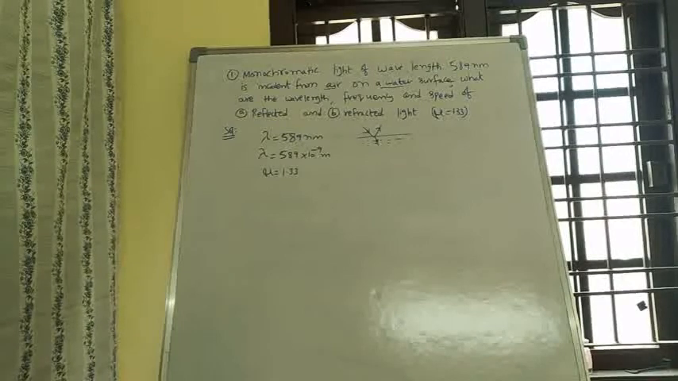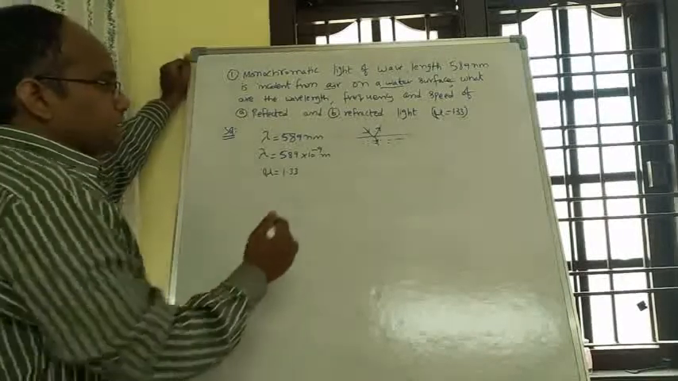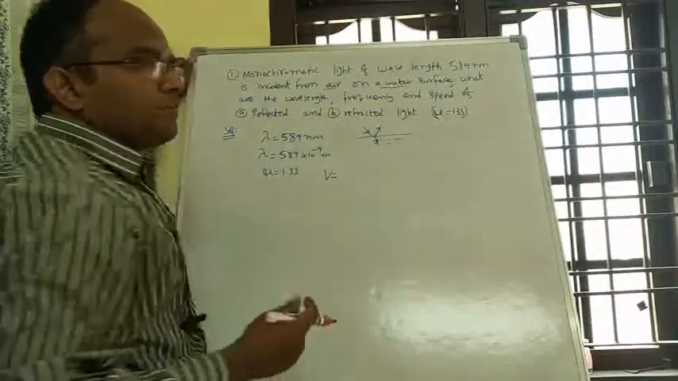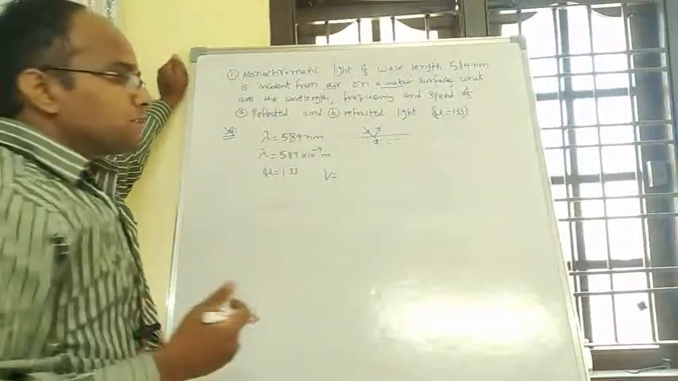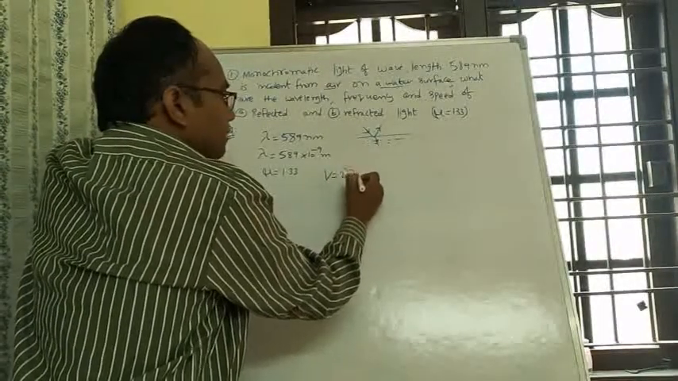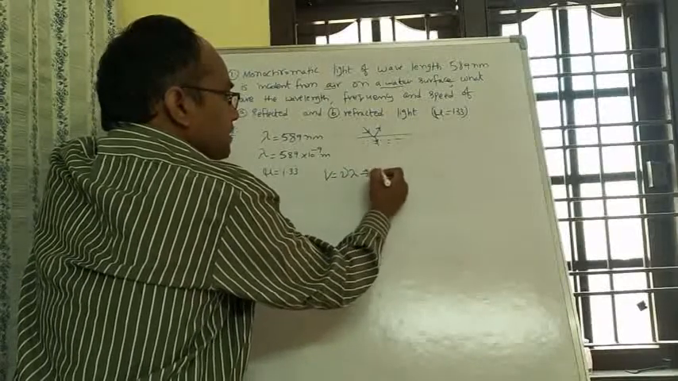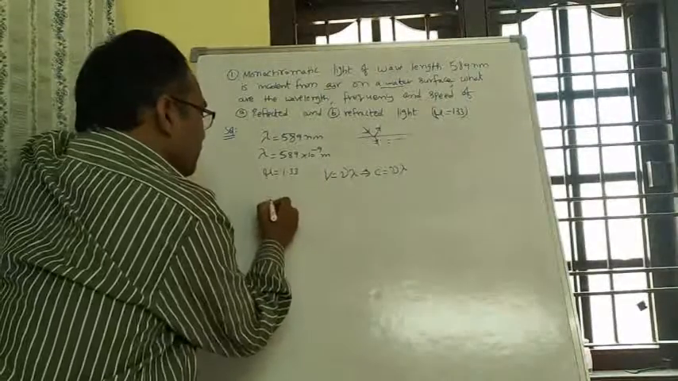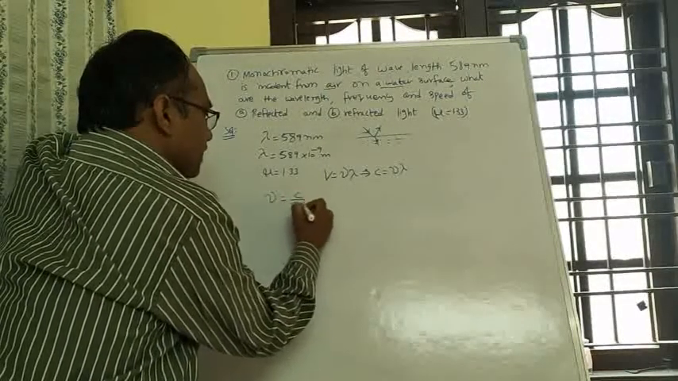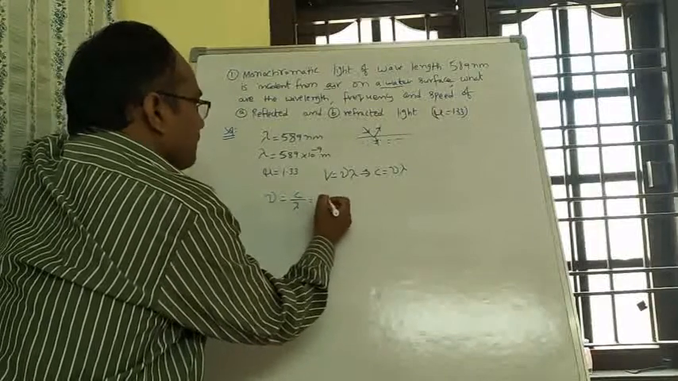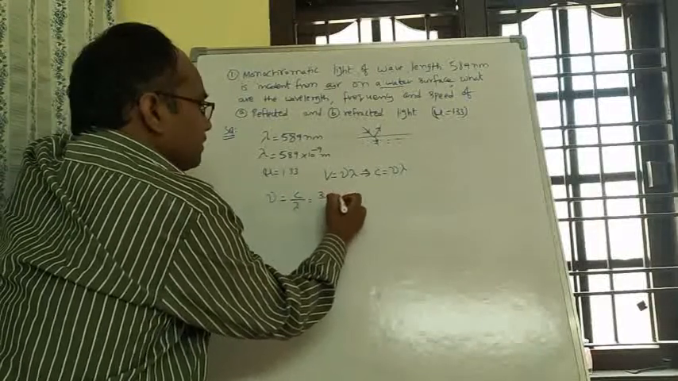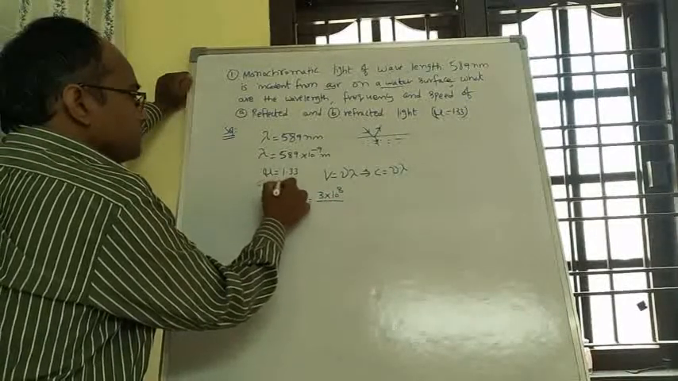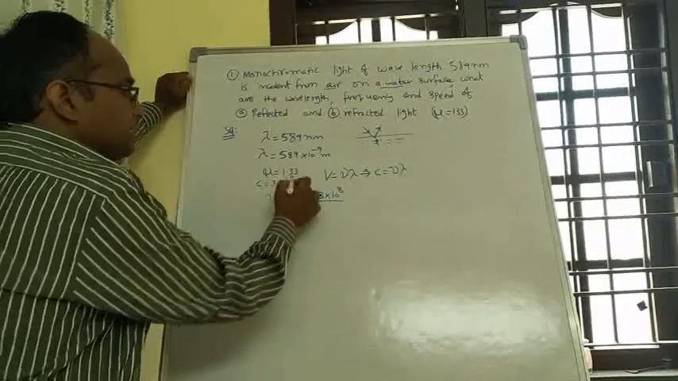So for the first part, what is the formula we have to write? Whenever the ray of light is passing, V is equal to nu lambda. Here V is nothing but C, so C is equal to nu into lambda, so nu is equal to C divided by lambda. C means the velocity of light, 3 into 10 to the power of 8 meter per second.